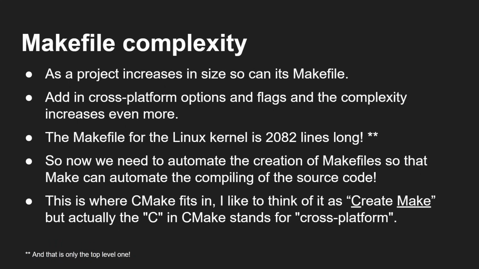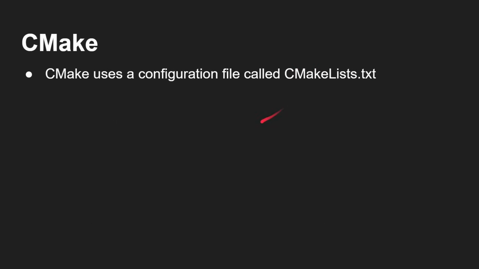So GCC will compile the source code, Make will automate that, and now we need something that can automate the creation of the Makefiles. And this is where CMake fits in. I like to think of it as create Make or create Makefile, but actually the C in CMake stands for cross-platform, and we'll talk more about that in a minute. So CMake uses a configuration file called CMakeLists.txt. TXT, easy to edit in any text editor.